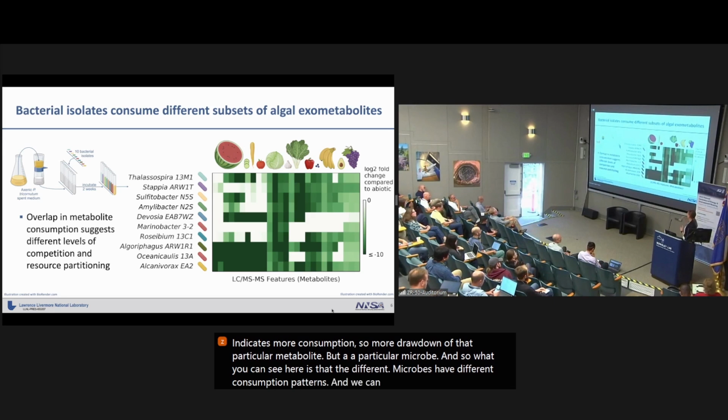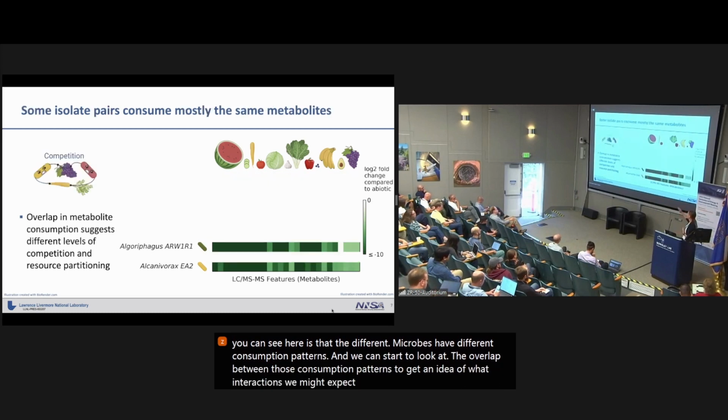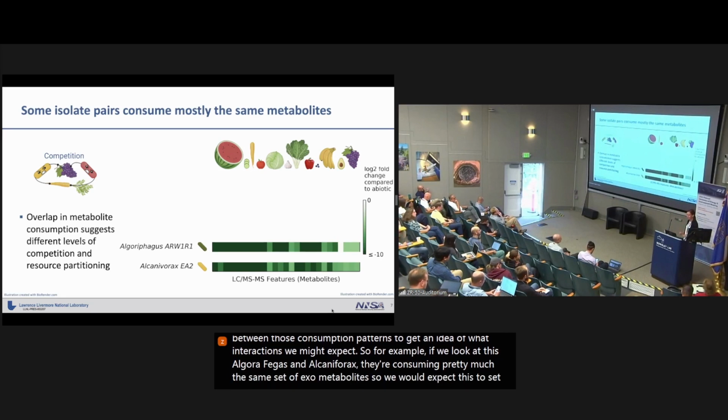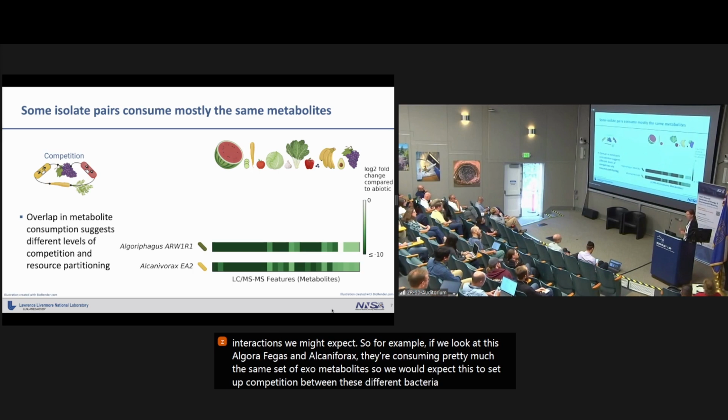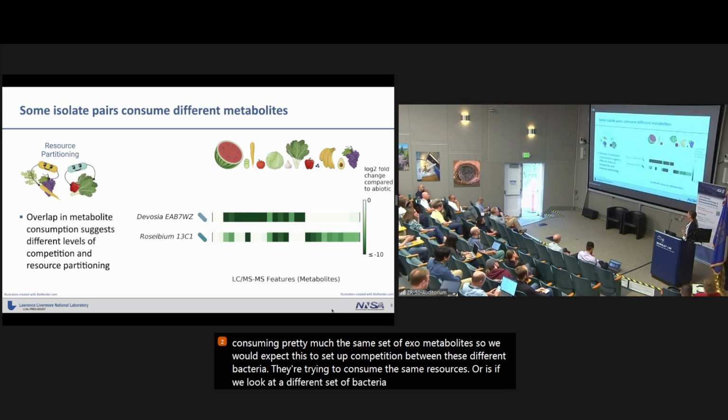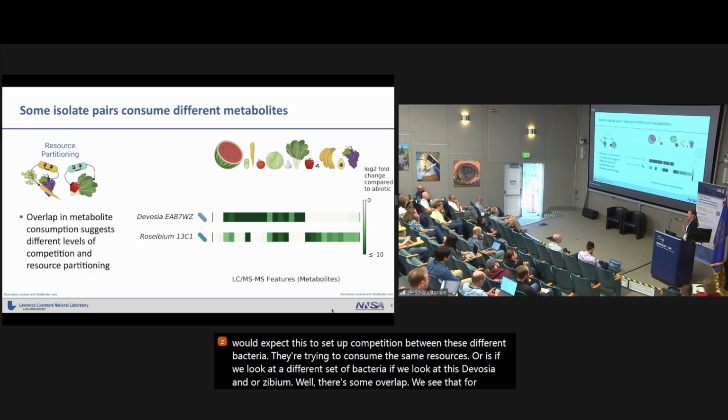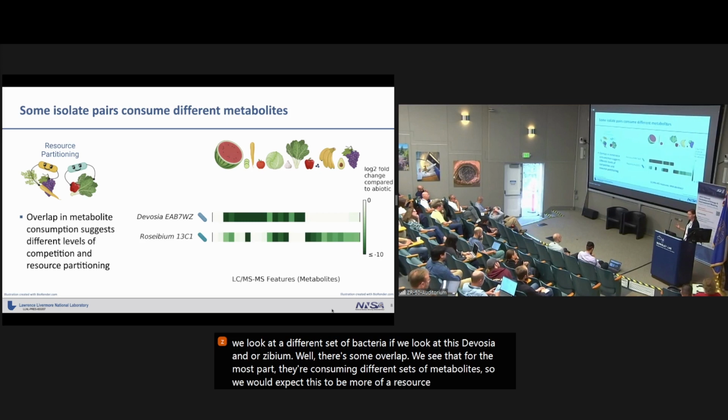We can start to look at the overlap between those consumption patterns to get an idea of what interactions we might expect. For example, if we look at Algoriphagus and Alcanivorax, they're consuming pretty much the same set of exometabolites. So we would expect this to set up competition between these different bacteria. They're trying to consume the same resources. Whereas if we look at a different set of bacteria, Devosia and Roseibium, there's some overlap, but for the most part, they're consuming different sets of metabolites. So we would expect this to be more of a resource partitioning type of interaction.